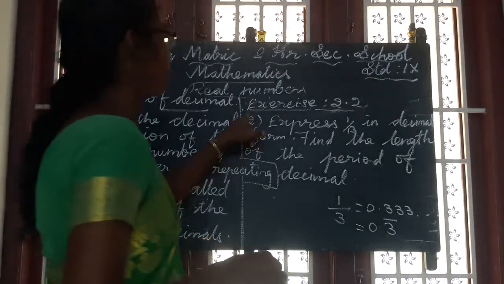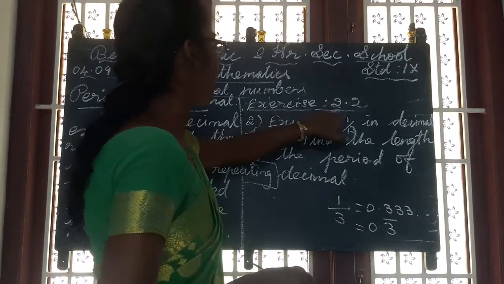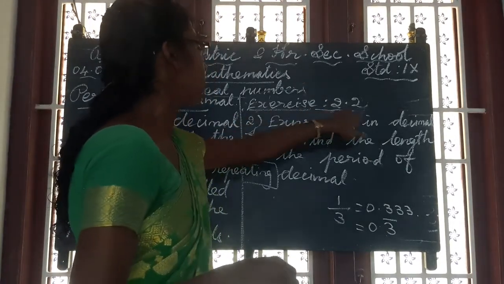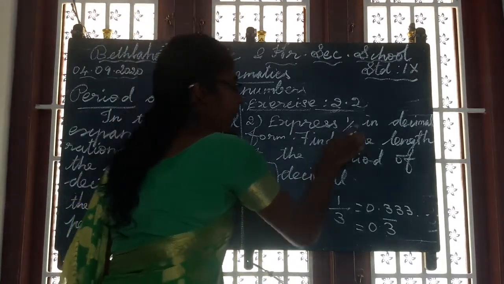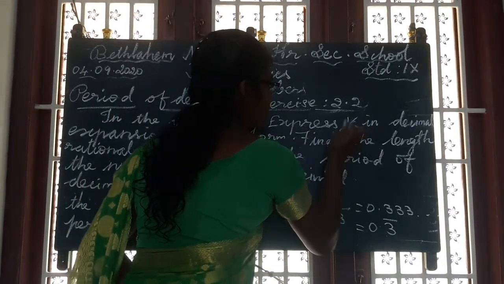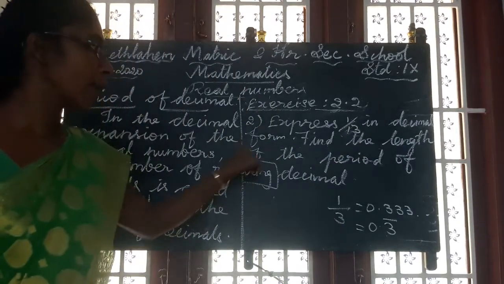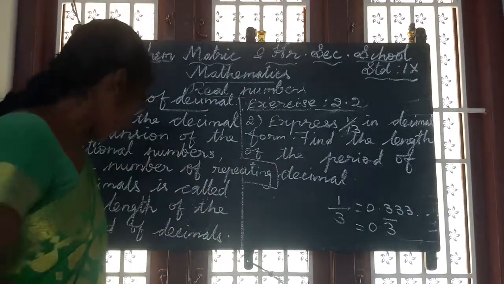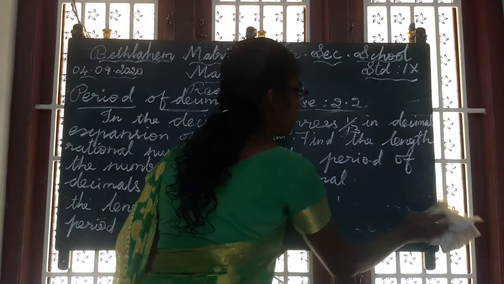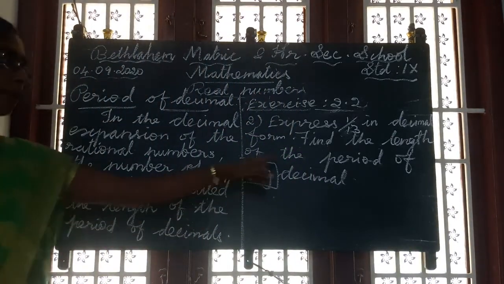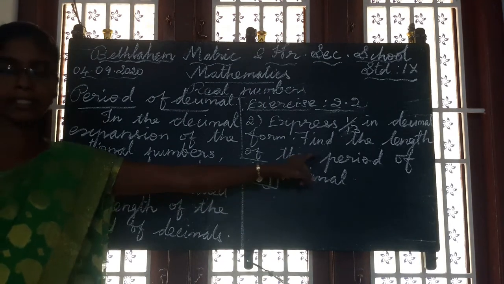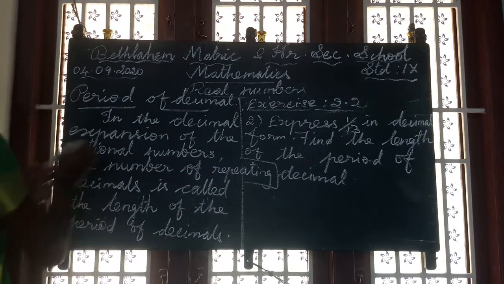We can study one problem here. Exercise 2.2, second problem. Express 1 by 13 in decimal form. Find the length of the period of decimals. We have to find out 1 by 13 in decimal form and find the length of the period of decimals. So how can we do this problem?